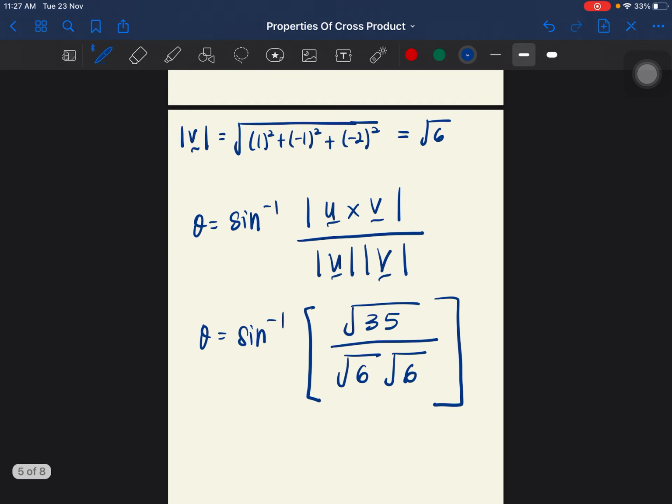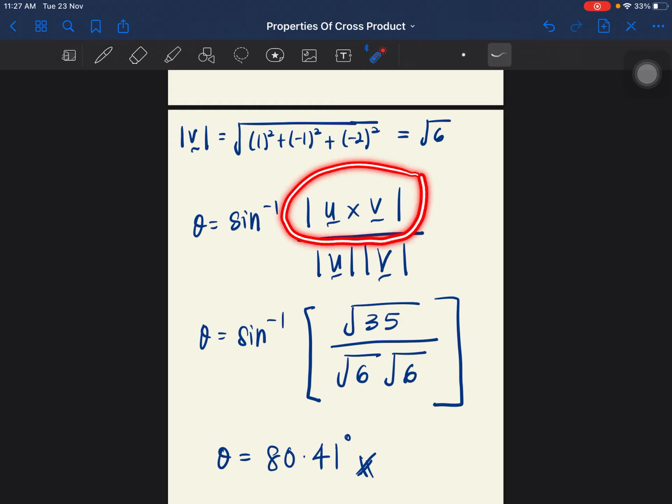Okay, so solving this one will give you theta is equal to 80.41 degrees. If you take a look at this one here, as compared to the previous video, when we tried to find the angle by using the dot product, we just had to find A dot B, isn't it? But here you have to get the magnitude.